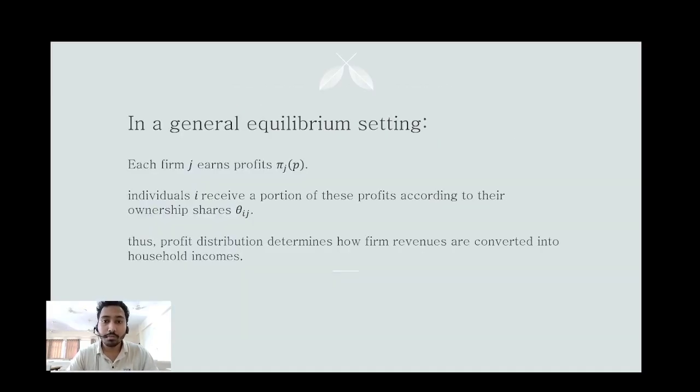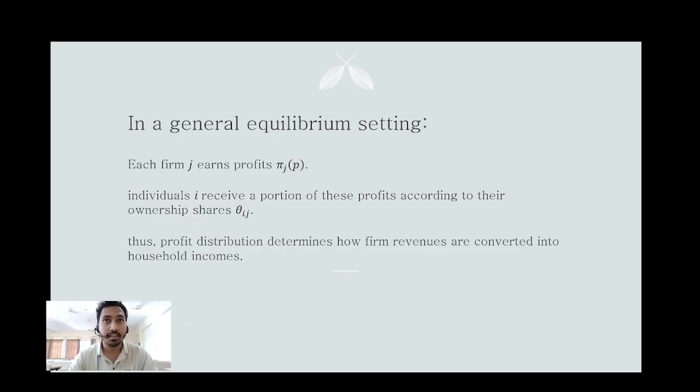In general equilibrium settings, we can see here there are a lot of firms in an economy. We can say there are J number of firms. So each firm J earns profits phi j p. Individuals I receive a portion of these profits according to their ownership shares theta ij. So you may have a question: what is theta ij?